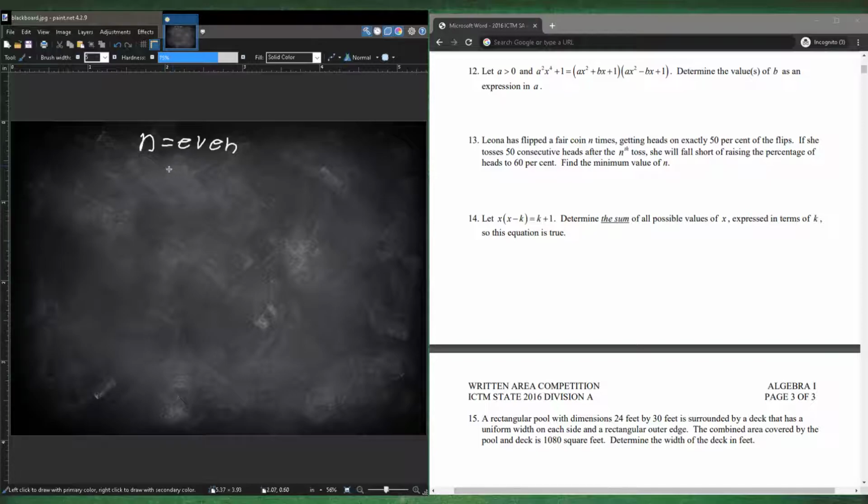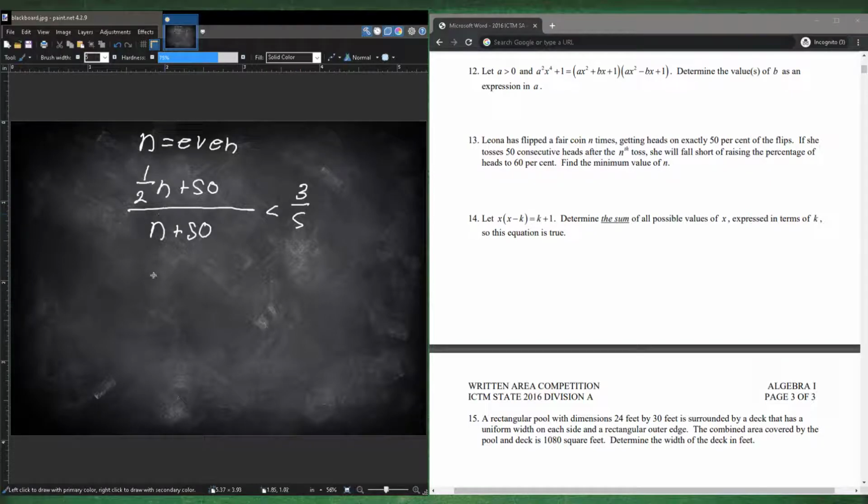Okay, so she got 50% heads for the n tosses, so 1/2 n. And then the bottom is the total, which is n. And then she got 50 more heads, and that's our 50 tosses. And that falls short of getting to 60%. So it's less than, because fall short means less than 60%, which is 3 over 5.